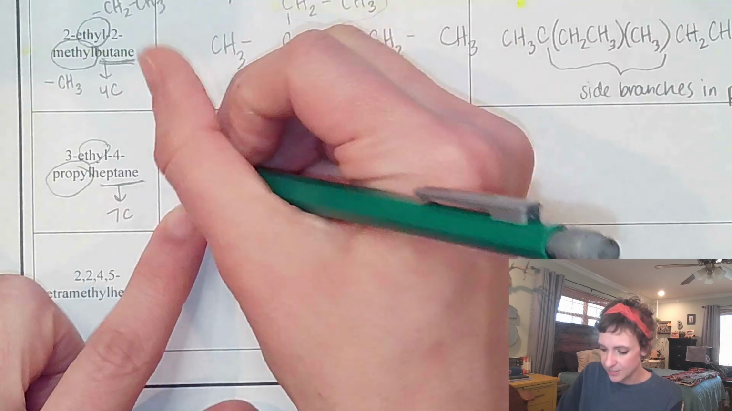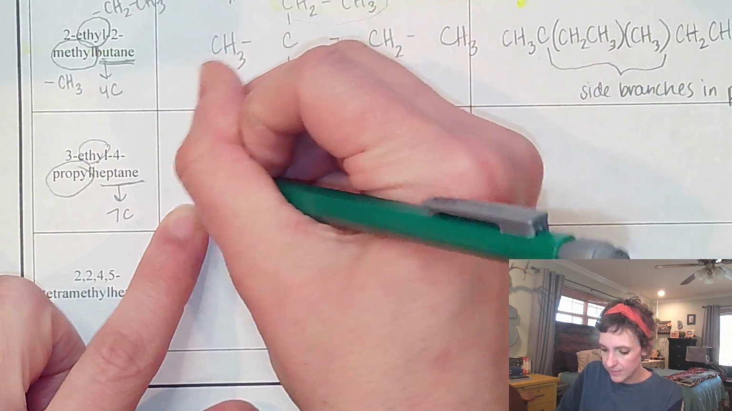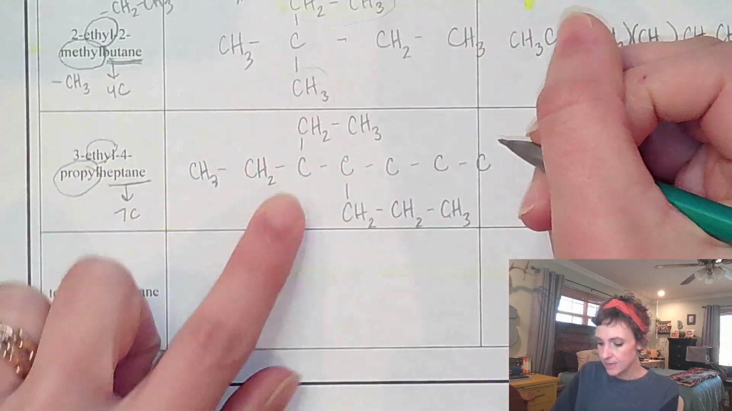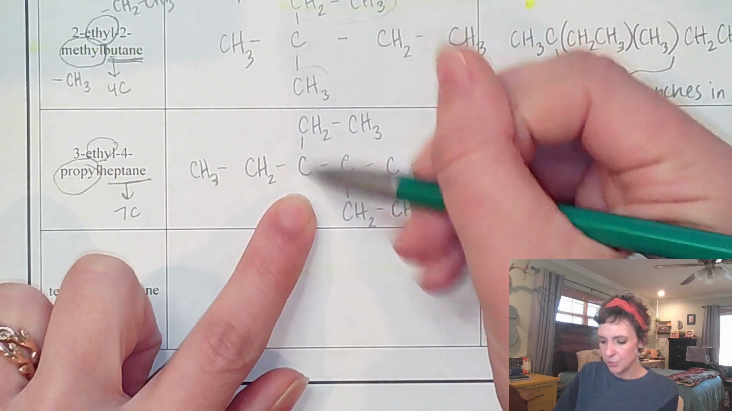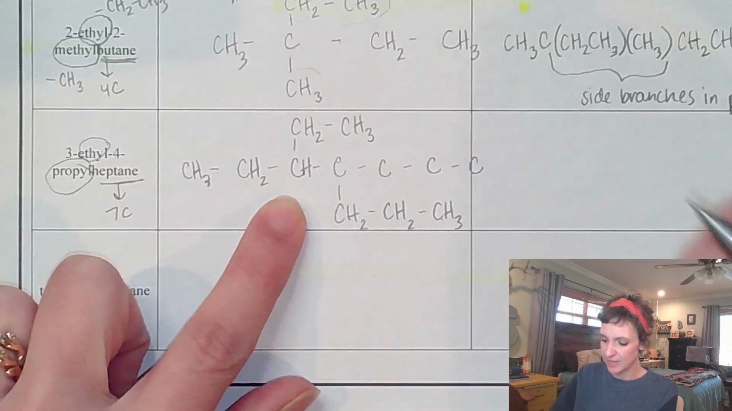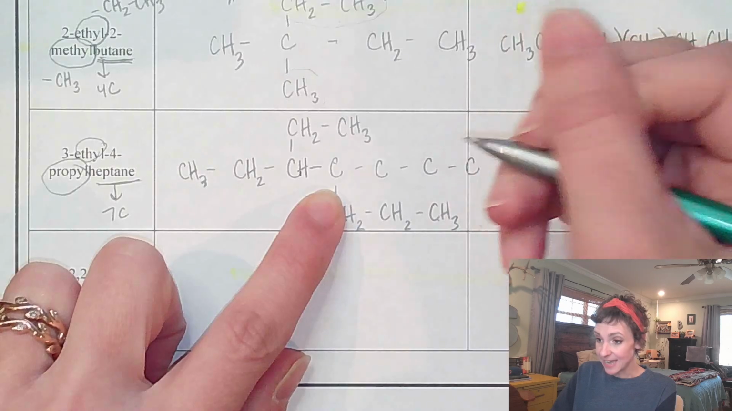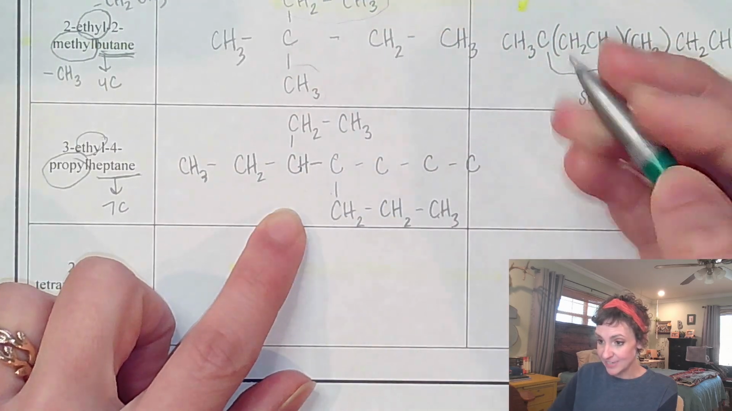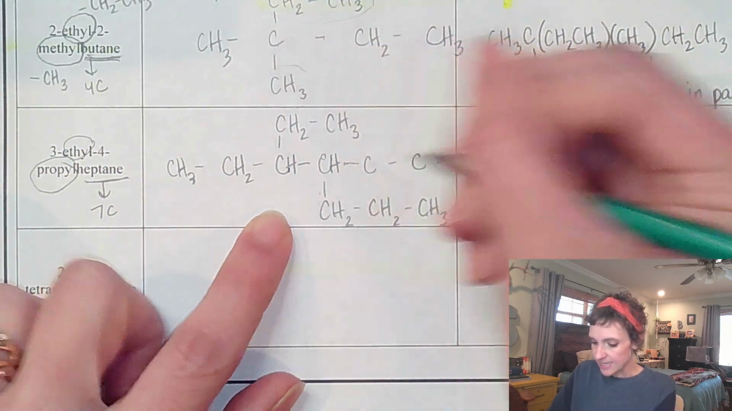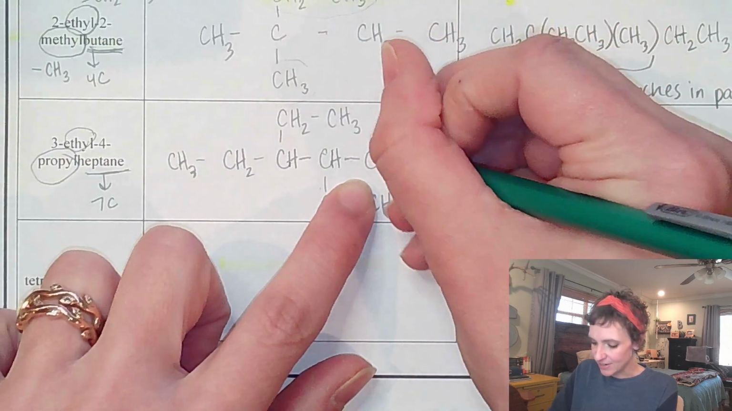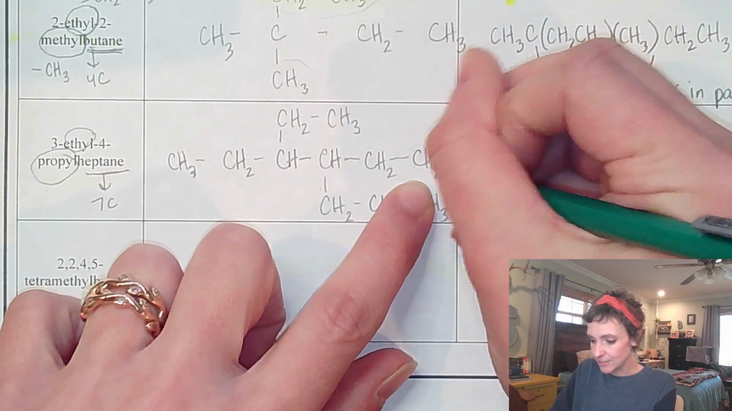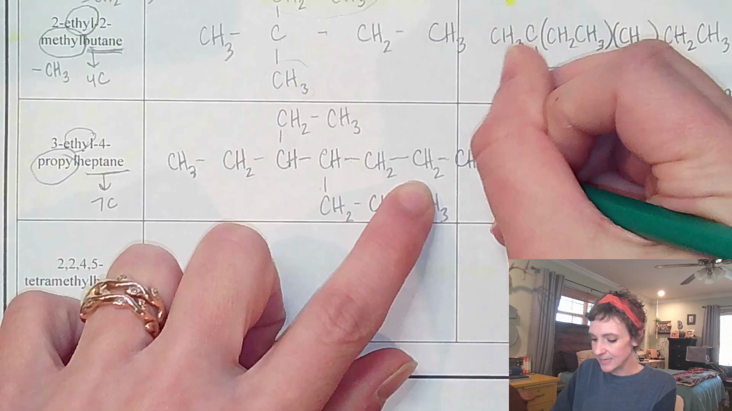This guy gets 3 hydrogens. Oh, my 3 looks terrible. 3. This guy gets 2 hydrogens. This guy, he's got 1, 2, 3 bonds. He needs 1 more, so he gets 1 hydrogen. So I have a CH right there. This guy, same thing. He has 3 bonds to him, so I'm going to give him a hydrogen. This guy, he needs 2 hydrogens. This guy needs 2 hydrogens, and then my guy at the end is a CH3.